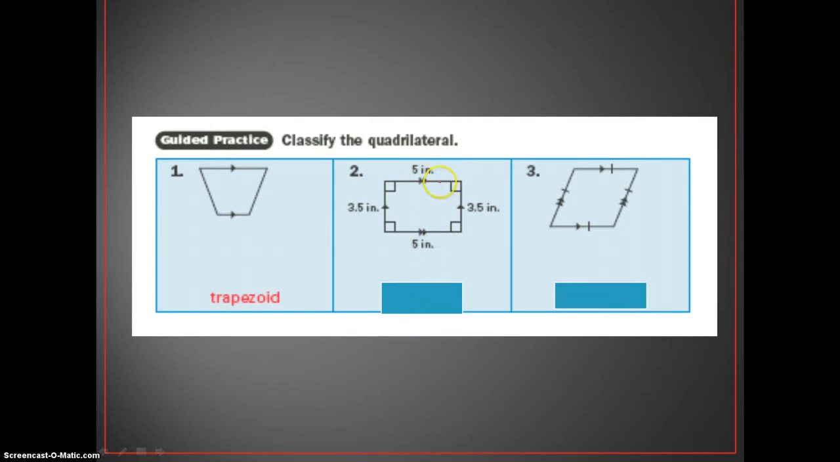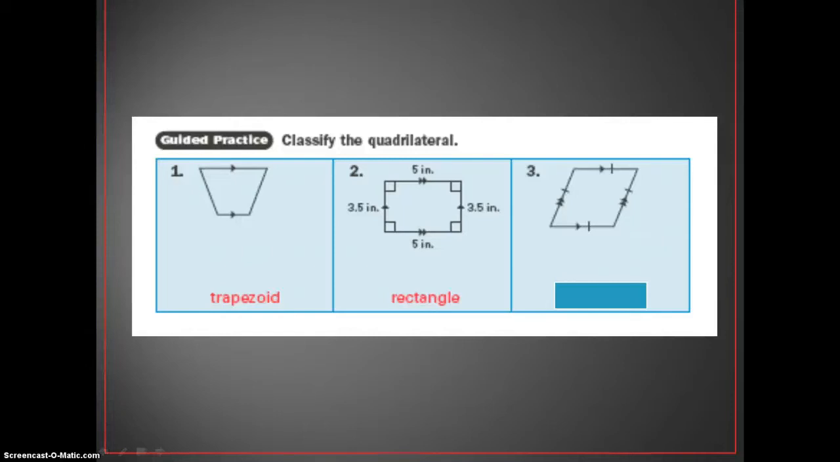Number 2, you can see I have two pairs of parallel sides. It may be a parallelogram, but look at these right angles. These right angles specifically tell me that it's a rectangle. Again, parallelogram is not the best classification for this example. Because of the right angles, it's a rectangle. All the sides are different, so it's not a square.